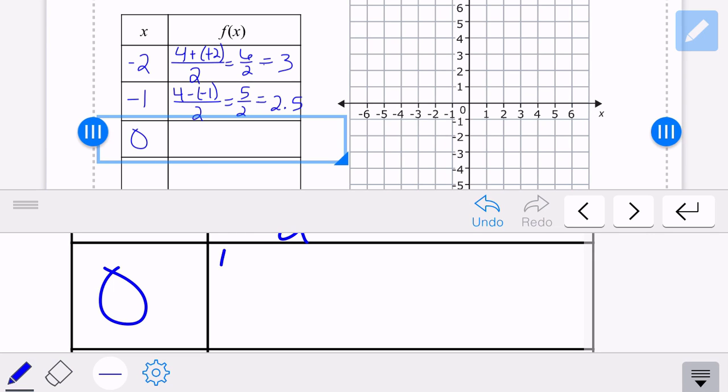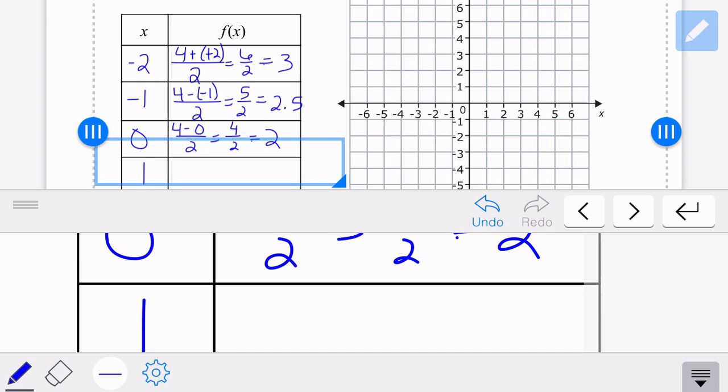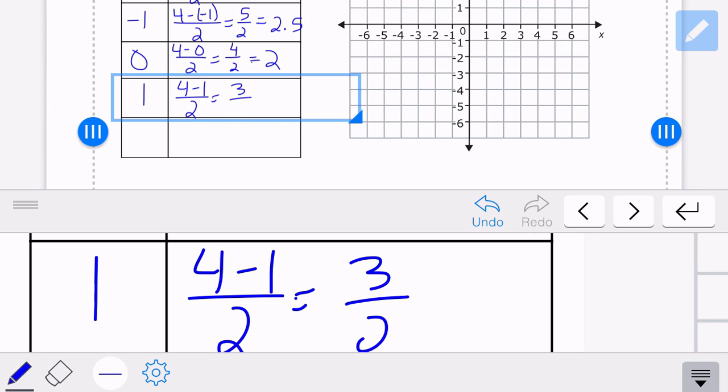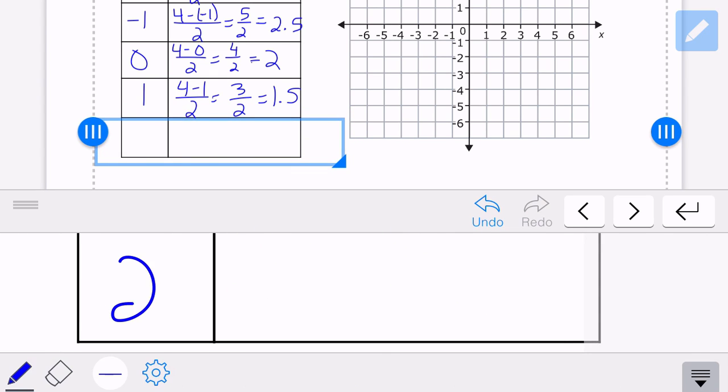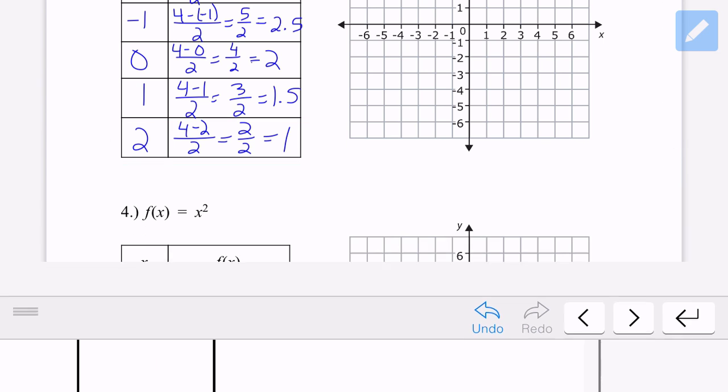If we plug in 0, we would have 4 minus 0 over 2, which is going to leave us with 4 over 2, which would be +2. If I plug in 1, we'd have 4 minus 1 over 2, which would give me 3 over 2, which would be 1.5. And then if I plug in 2, I would have 4 minus 2 divided by 2, which would give me 2 divided by 2, which will simplify to 1.